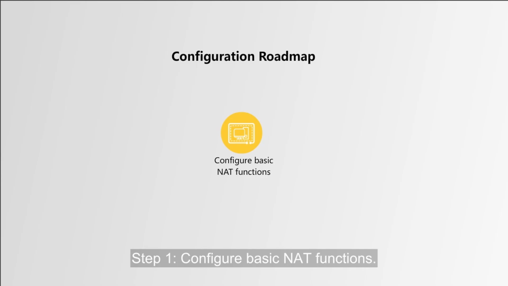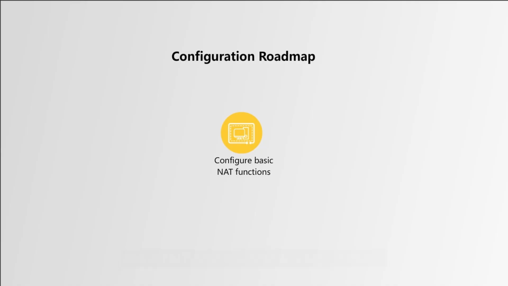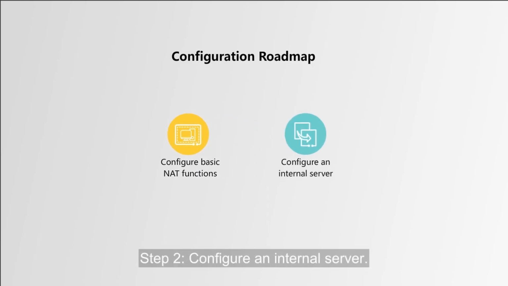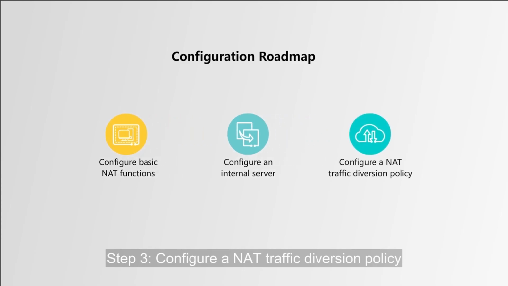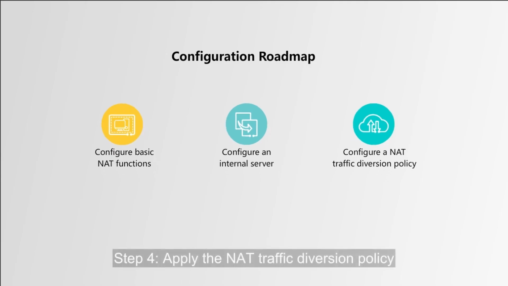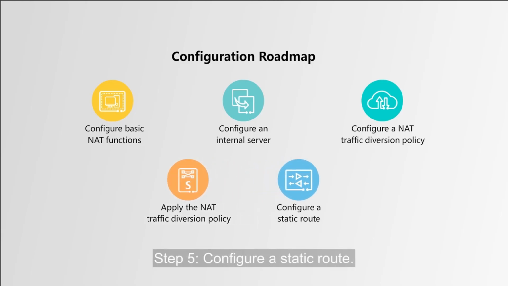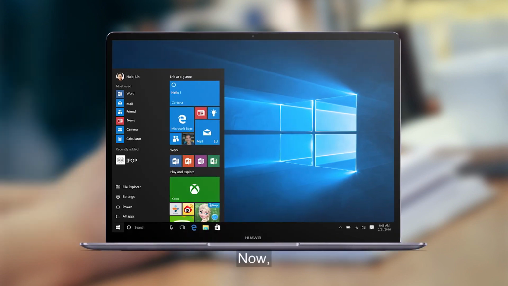Step 1. Configure basic NAT functions. This step involves creating a NAT instance and a NAT address pool in easy IP mode. Step 2. Configure an internal server. Step 3. Configure a NAT traffic diversion policy based on ACL traffic classification rules. Step 4. Apply the NAT traffic diversion policy to a specified outbound interface that requires NAT conversion. Step 5. Configure a static route. Now let's look at how to configure the device.